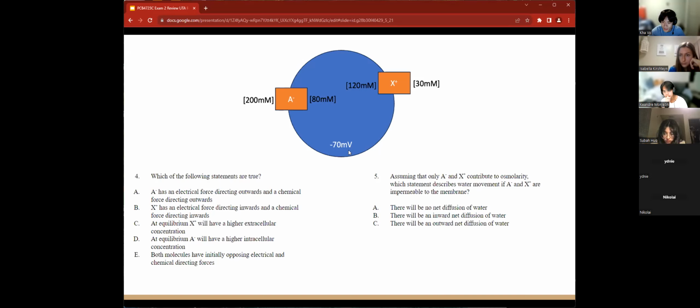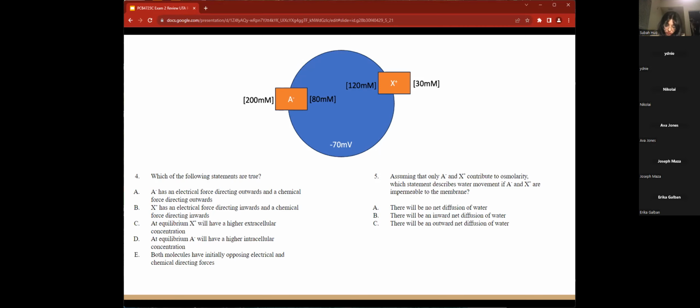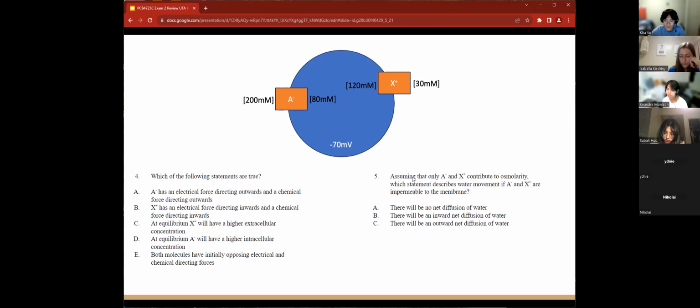Anyone have any guesses? All right, Nikolai says 4 is E. Yep, and I agree with that. Simply by looking at the concentration and then the charge of the cell, you can cross out A and B for choices C and D.